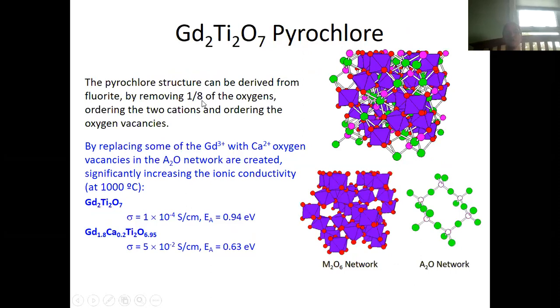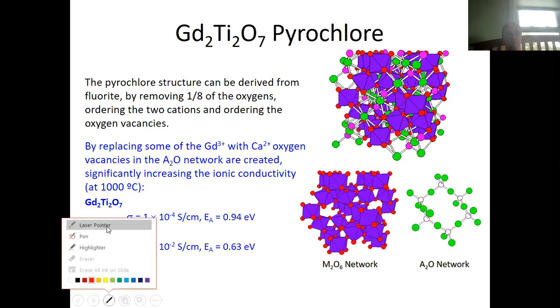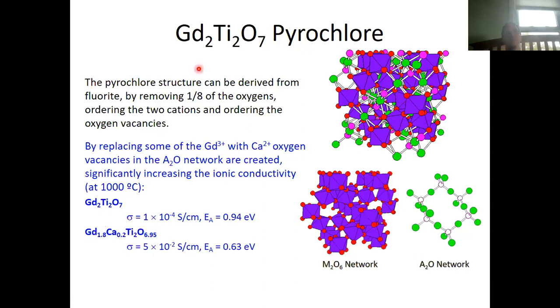There are a number of related compounds that are derived from the fluorite structure. We obviously have the fluorite structure, but by looking a little bit closer, one can see that they're fluorite structure derived, and they also have good oxide ion conductivity. In the following, I would like to discuss a few of them. So one is called the pyrochlore. It has the composition gadolinium 2, titanium 2, O7.